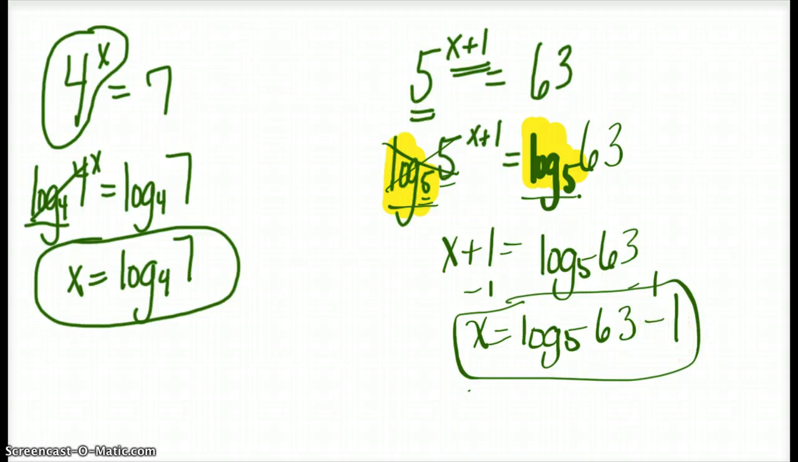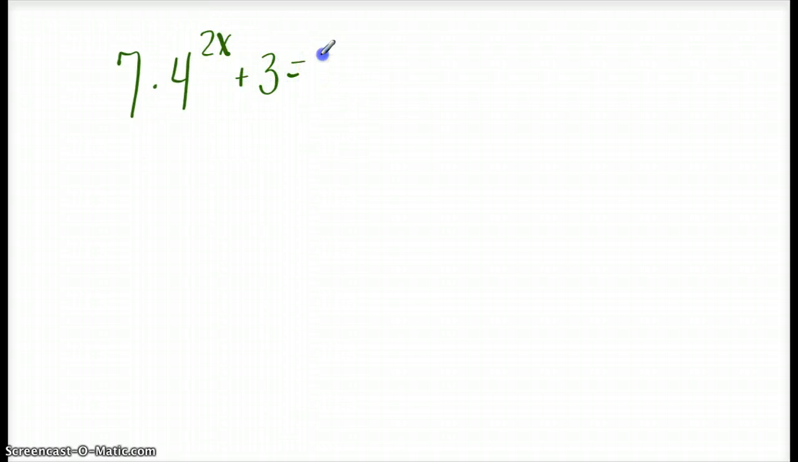Okay, I'm going to show you one more, and then I want you to go to the next video and practice. So what if I had 7 times 4 to the 2x plus 3 equals 5? Now this is what I'm trying to get by itself. I'm trying to get x by itself, but it has a lot more stuff on it. So like your equations, you're going to kind of ignore this piece because it has the x with it and get rid of everything else. So the first thing you would do is subtract 3.